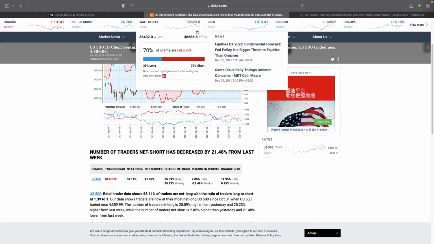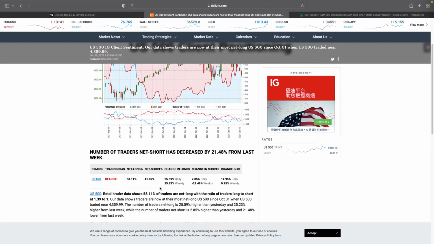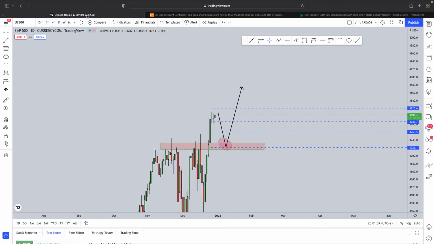Now looking at the sentiment data. Now the sentiment data tells us what the retail traders are doing in the market, and we can see how 58% of retail traders are currently buying the S&P 500, as to where we've got 41.89% of retail traders selling the market. Now we obviously want to be on the opposite side of what most retail traders are doing, so looking for a sell over here I think is probably one of the best things that we can do.